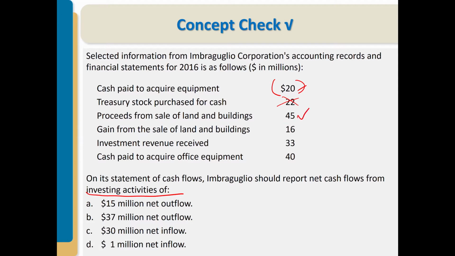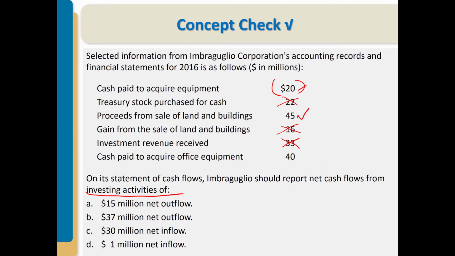Gain from sales of land and building. This is revenue, right? Gain is kind of revenue, so this has nothing to do with investing activities. Actually, this is a non-cash activity. Investment revenue received: you make an investment, then you receive dividend revenue or interest revenue. This is operating, right?